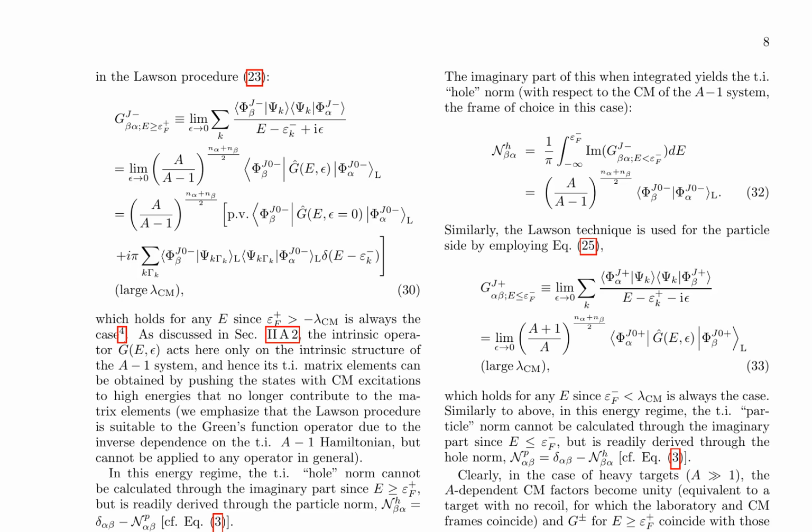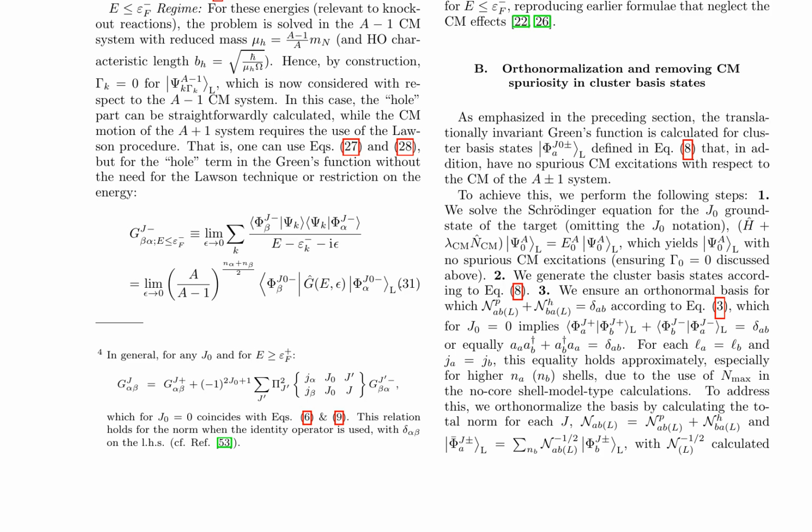In the following pages, the research discusses the translationally invariant Green's function for spatial spin degrees of freedom, focusing on the regimes E greater than epsilon plus and E less than epsilon minus. For E greater than epsilon plus, the problem is solved in the A+1 CM system, using the cluster basis states with no CM excitations. The Green's function is calculated through equation 27, which involves the use of the Lawson technique for the whole part. This regime's T.I. norm is calculated through the particle norm, NP, and the whole norm, NH.